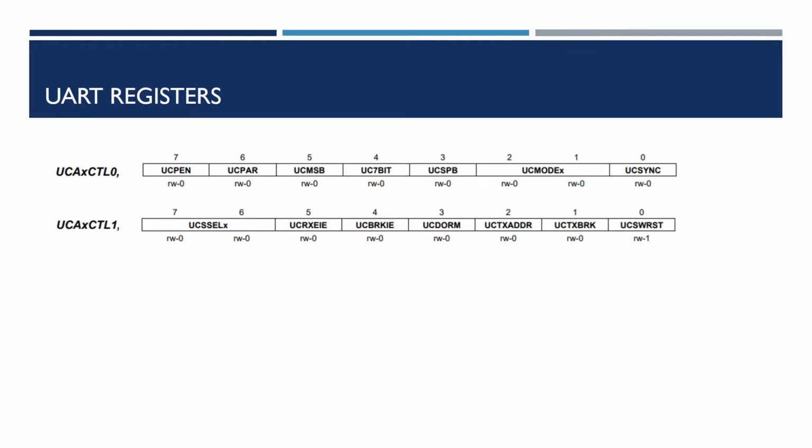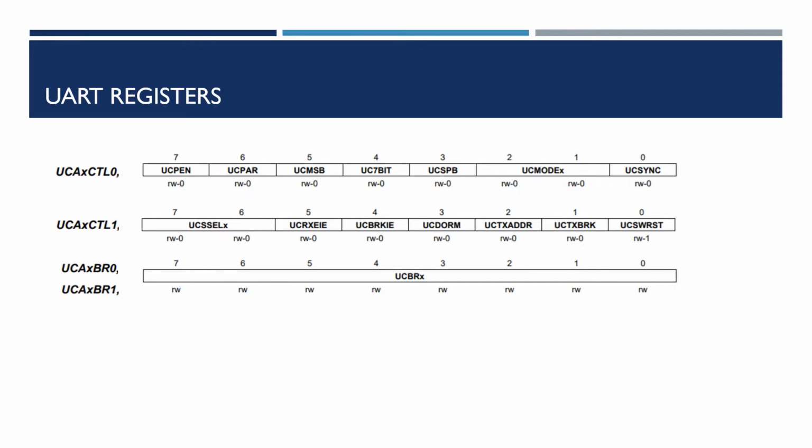In this case, we've used the first two bits of the clock select register, wherein we select SMCLK as our clock. And the last bit we've used is the software reset bit, UCSWRST. We have to set the USCI module in reset state before making any changes to any of the UART registers. And that is basically the last bit of this particular register.